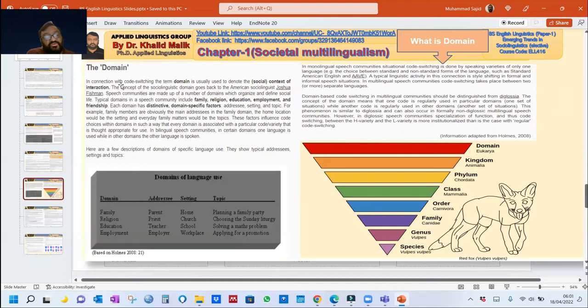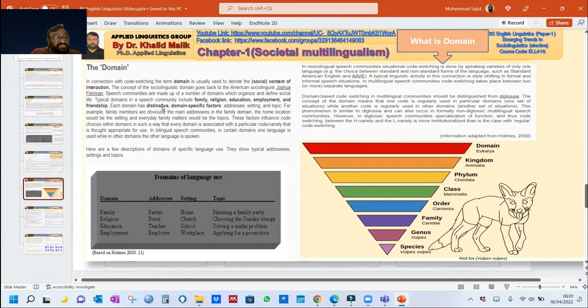Now the definition of domain. In connection with code switching, the term domain is usually used to denote the social context of interaction. The concept of the sociolinguistic domain goes back to the American sociolinguist Joshua Fishman. Speech communities are made up of a number of domains which organize and define social life. Typical domains in the speech community include family, religion, education, employment, and friendship.